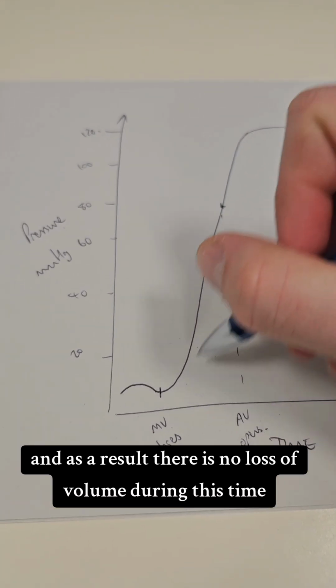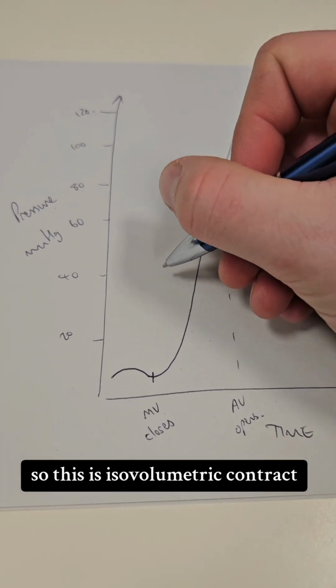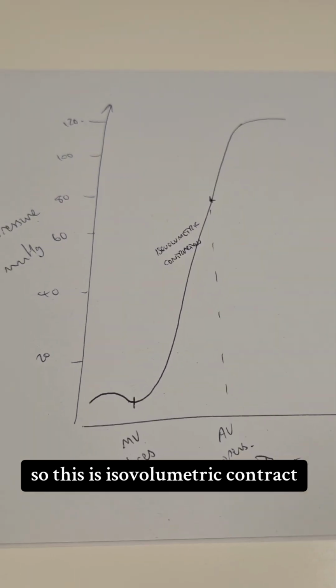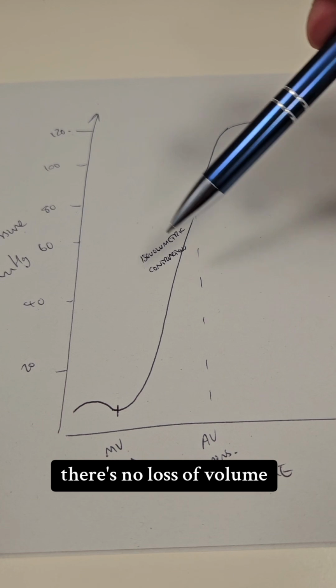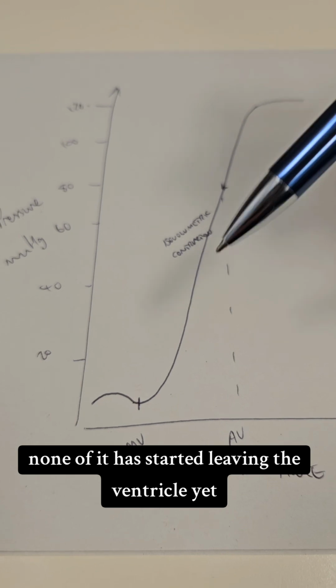And as a result, there is no loss of volume during this time because you've got closed valves. So this is isovolumetric contraction, meaning the volume stays the same. There's no loss of volume as the blood is still in the ventricle. None of it has started leaving the ventricle yet.